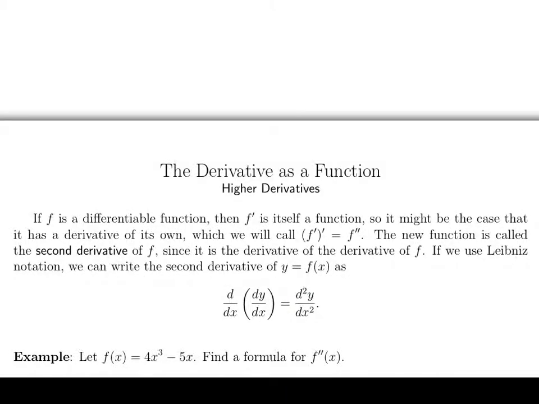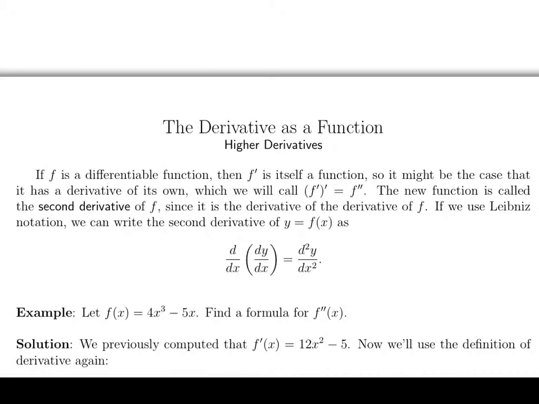Okay, so let's suppose we have f of x equals 4x cubed minus 5x. I'd like to find a formula for f double prime of x. Now we've actually already computed the first derivative. We did that in an earlier video. We computed that f prime is equal to 12x squared minus 5.